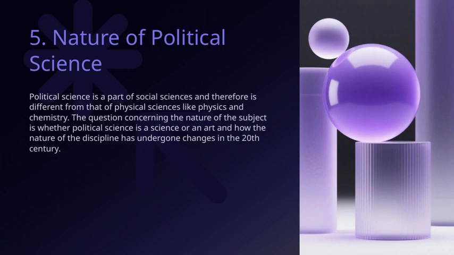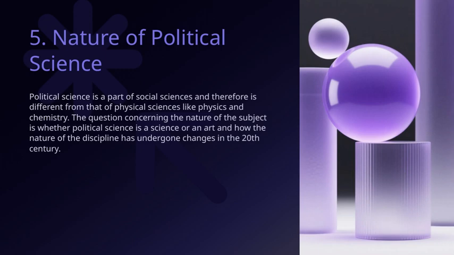Others see it as an art because it also requires skills like persuasion, negotiation, and understanding human nature, which are more subjective. Throughout the 20th century, the nature of political science has undergone significant changes. It has shifted from a mainly descriptive discipline to a more analytical and empirical one, emphasizing research and evidence-based conclusions. This evolution reflects the broader trend of applying scientific approaches to social phenomena, aiming for greater objectivity and rigor. But at the same time, it retains elements of an art, like interpreting complex human motivations and political values.